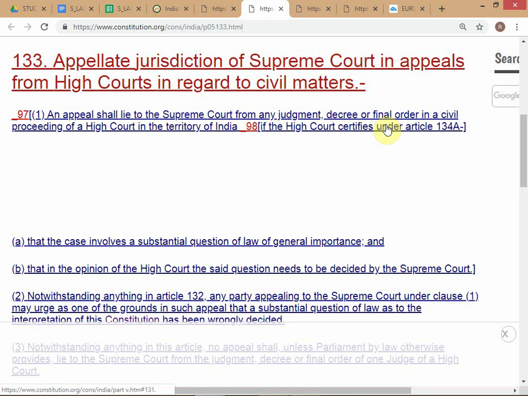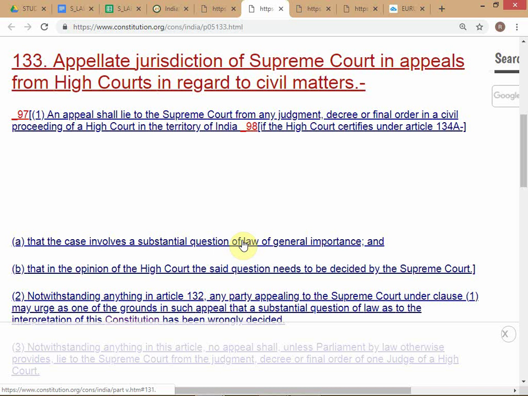How should we interpret this expression public policy in the Contract Act? This is not a constitutional question. It is a question of law, but it is a question of law because it relates to the interpretation of a statute. So in such a case, the High Court will again give a certificate of appeal under 134A, but this time it will be read with 133.